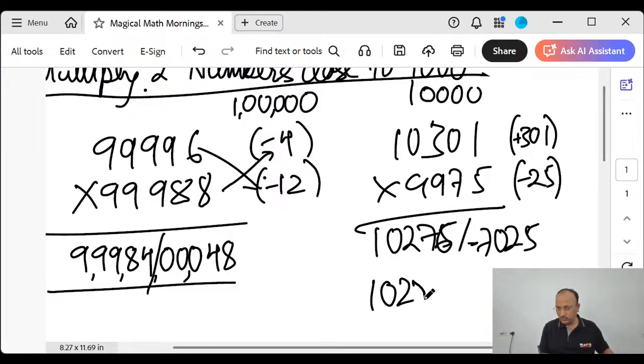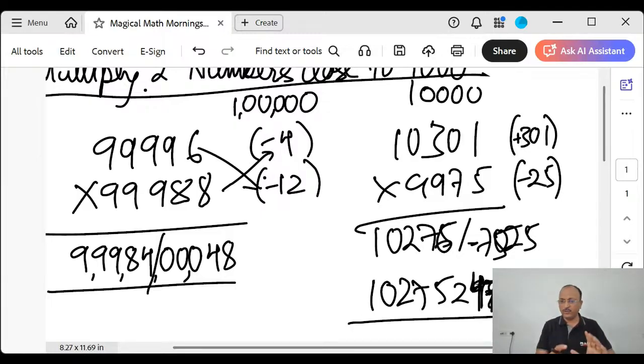So 10275, and the 9's complement I am going to write 2985. Is it correct? Oh, sorry, 25 3s is 75. So 92475. Correct? No? 2475 will be. This is the answer. Like this we can do.